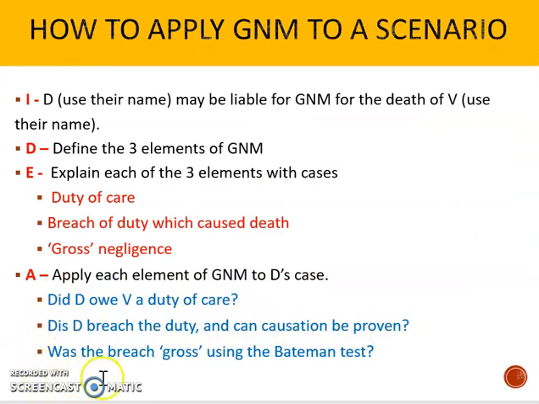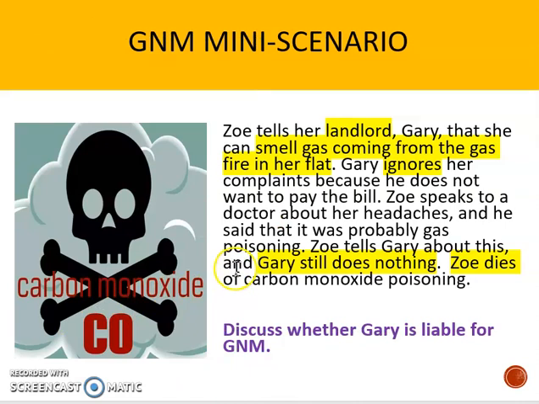So that means we can prove causation. And the final element is, was his breach in not doing anything about that fire gross, using the Bateman test? And if we look at what he's done, I would say it's grossly negligent. Maybe if he just ignored her first complaint, that wouldn't be bad enough. But the fact that he ignores her twice after a doctor has said it's gas poisoning, to me, that is showing a disregard for health and life, and it's conduct deserving of punishment, as in Bateman.